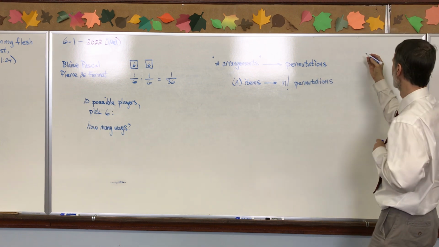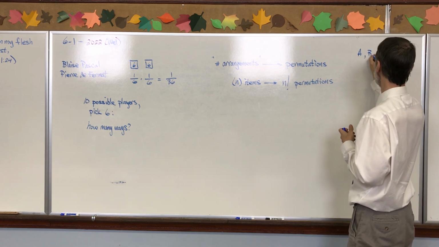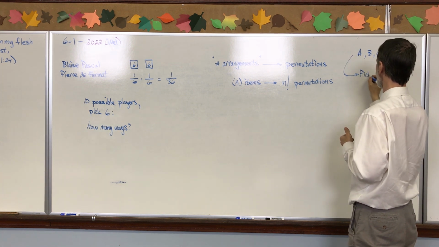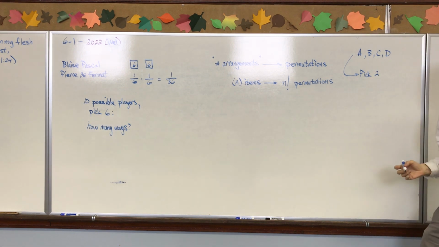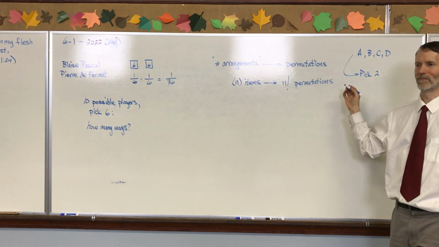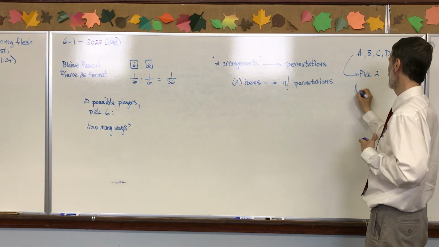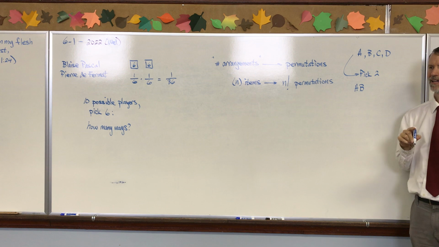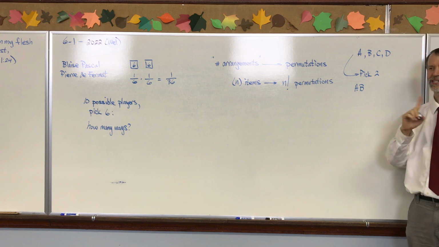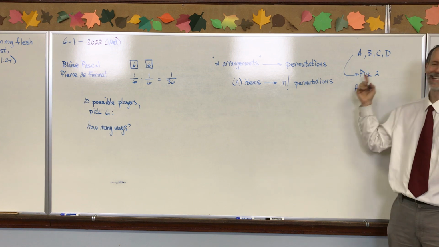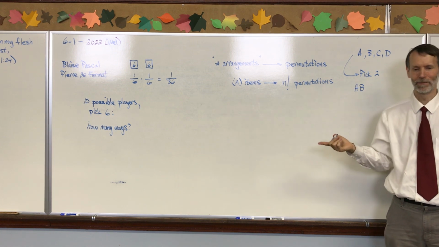Well, let's try a smaller version. Let's assume you have A, B, C, D, and I want to pick 2. How many different ways can you pick 2 people? Let's list them. What's the very first option? A, B. So person A, person B. Do I have to count BA? No, it'd be the same group of people. It doesn't matter what order they're in. It's like saying, I'm picking 2 people to ride in my car. It does not matter what order I pick them. They both can ride in the car.